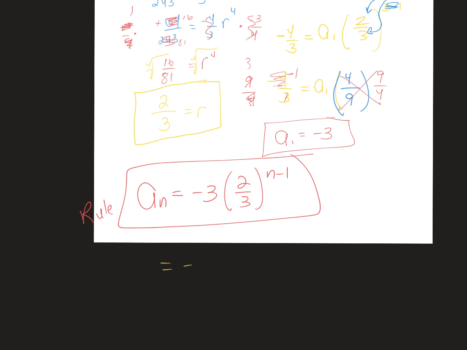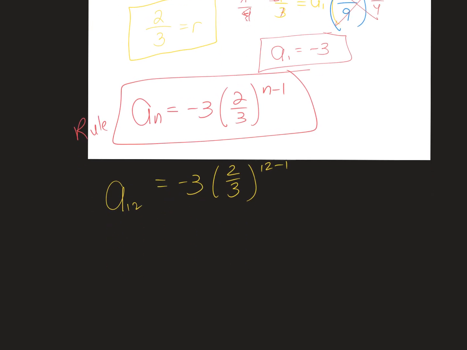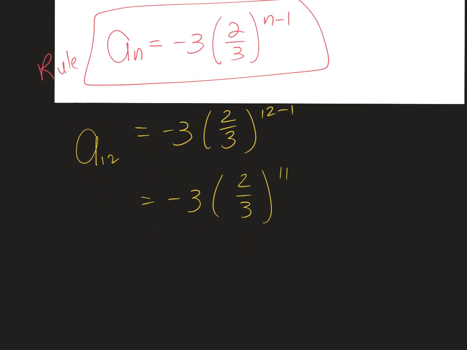Meaning, I'm going to have negative 3, and then I have 2 over 3. What term number am I finding? The 12th. So this is going to be to the 12 minus 1. Everybody with me? Okay. So now we simplify. I have negative 3, and then 2 over 3 to the 11th power. Now what do I do with that 11? It goes here, and it goes here. So don't just put everything in your calculator and get a big crazy number. Go step by step. Negative 3 is on the outside.